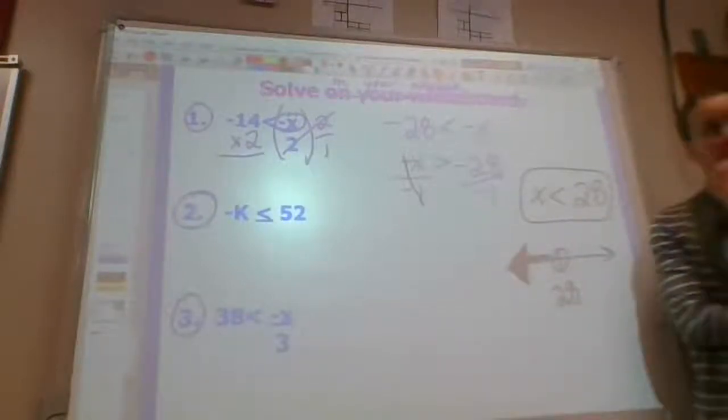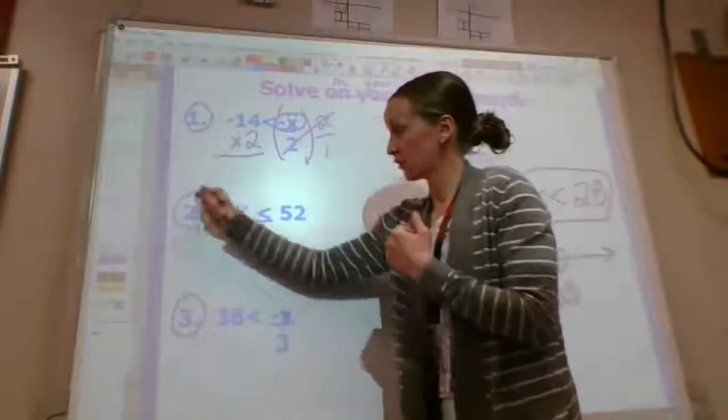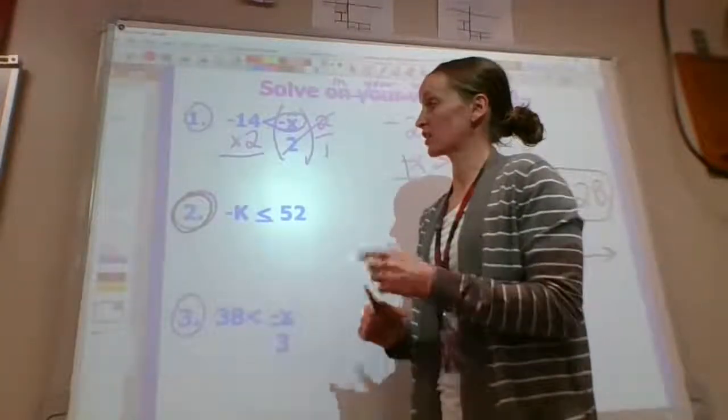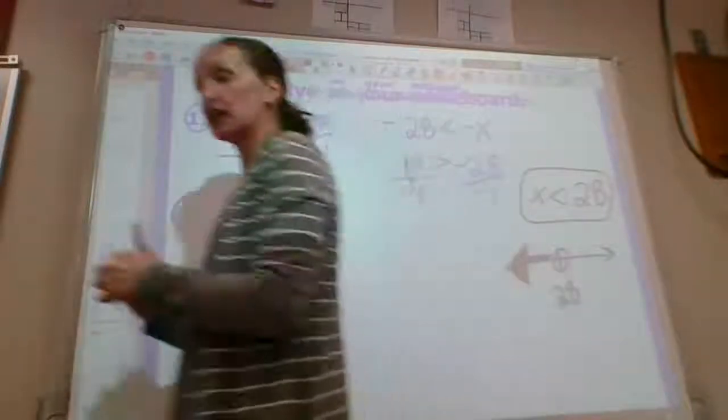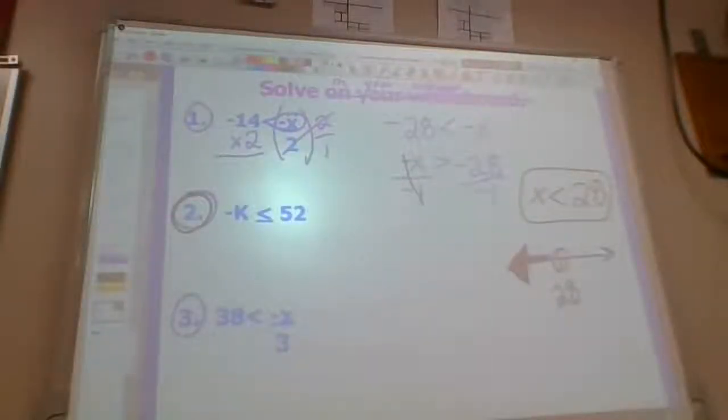What do you guys think? I bet I could. See if you can do number 2. See if you can solve negative k is less than or equal to 52. See if you can do that in your notebook right now. And then raise your hand once you have it. Or stand up. I don't care. Whatever you want to do. Oh, wait. Close. Okay, that's really good. Awesome. See? Oh, you already tried that one. Make sure you flip it. Does that make sense?